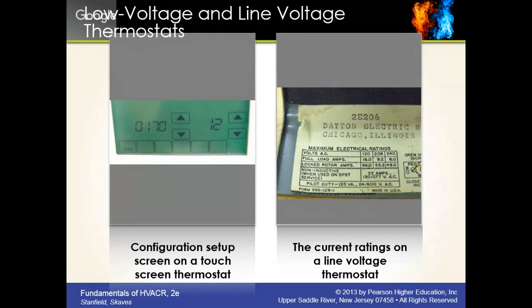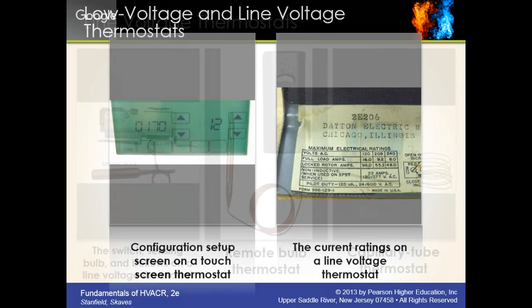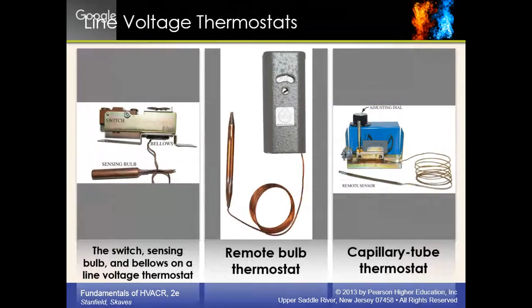Let's talk about the actual makeup of line voltage thermostats. So we have the sensing bulb, and on the sensing bulb of the remote bulb thermostat, it has a volatile liquid inside that, as the pressure increases, is going to go up. I hate when it does that. So when the pressure rises inside the sensing bulb, it goes up and it activates the bellows.